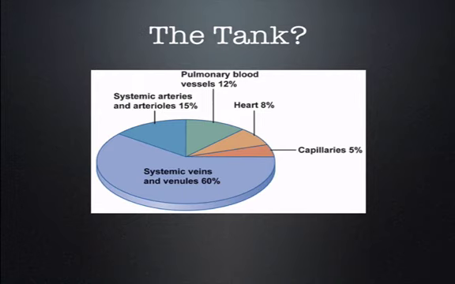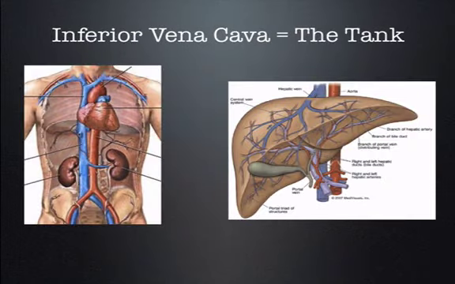Now, if you look at a little pie chart here, which I've put in, the systemic veins and venules hold approximately 60% of our circulating blood volume. So that's why we call the IVC the tank. All right.